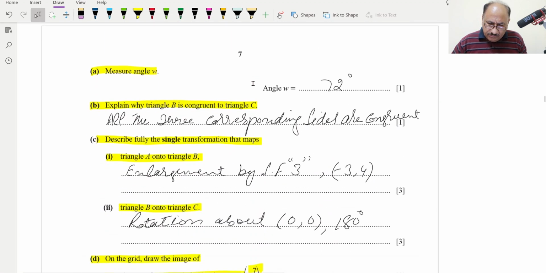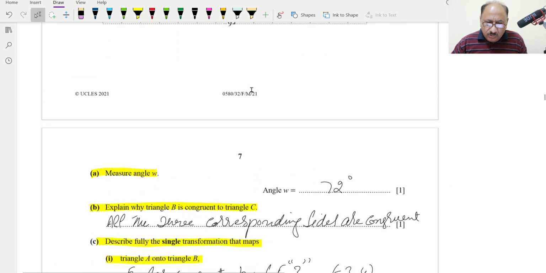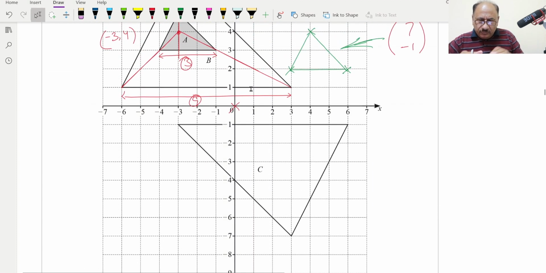Now after this, next part is shape A after reflection. Shape A after reflection in the line y is equal to -1. So y is equal to -1 line we have to draw. The y is equal to -1 line will be this line. I'm drawing it in another color, I will use this color. So this is the y is equal to -1 line, and now we have to reflect.